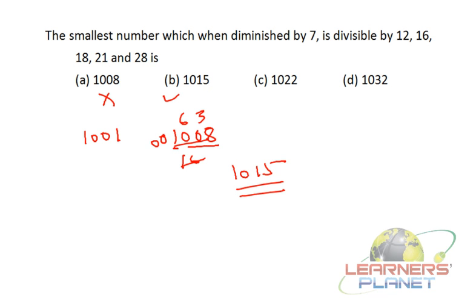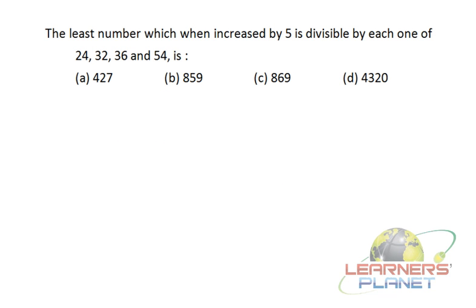Okay friends, now in this problem, the least number which when increased by 5 is divisible by each one of 24, 32, 36 and 54. Further, we can use the divisibility test of 9. It will be very easy for us to solve even if we go by elimination of options.